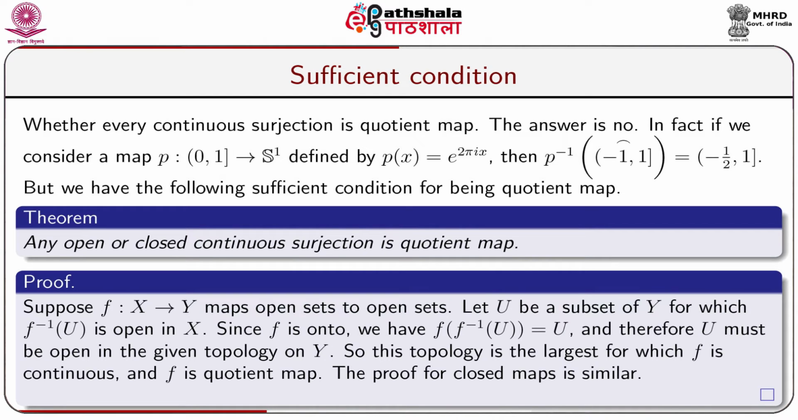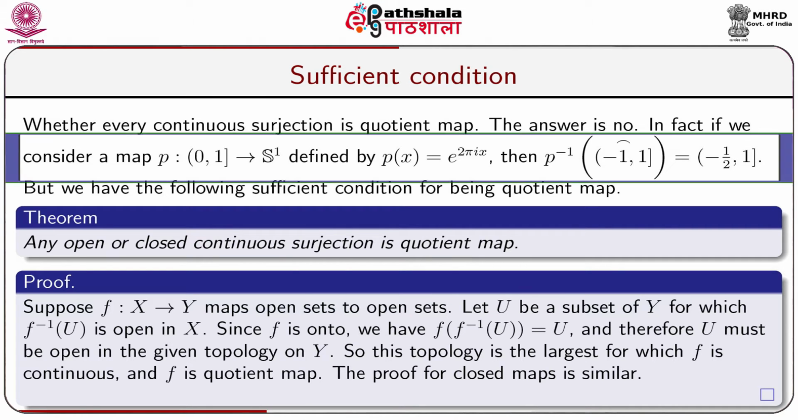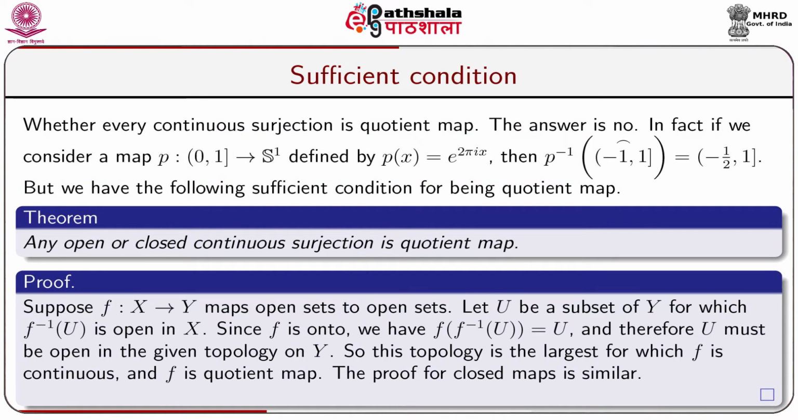That means that the interval from minus half to 1 is open, but the arc from minus 1 to 1, where minus 1 is open and 1 is closed, is not open. Hence, we have a set A such that P inverse of A is open but A is not open. That means that P is not a quotient mapping.